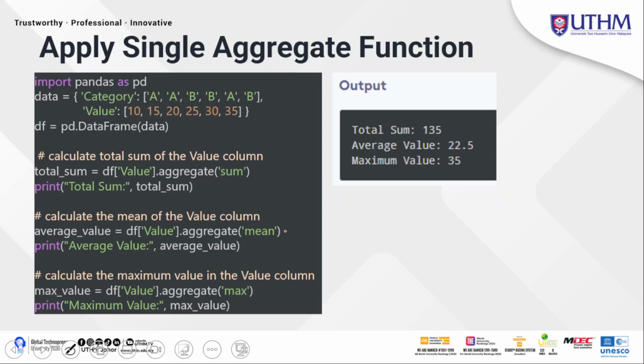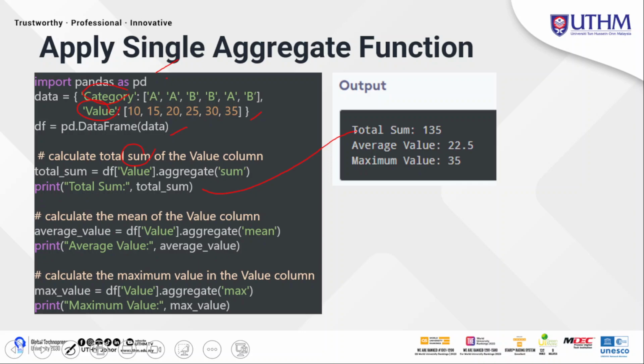Okay, let's see. So we import pandas in this example and then create the data frame, done. Calculate the total sum of the value column. There are two columns, category and value. For the value column, you need to calculate the sum. How to calculate the sum? Total sum equals df value column dot aggregate. In brackets, you have to use sum. Print total sum, and you got 135. So you just total up all the elements in the value column.